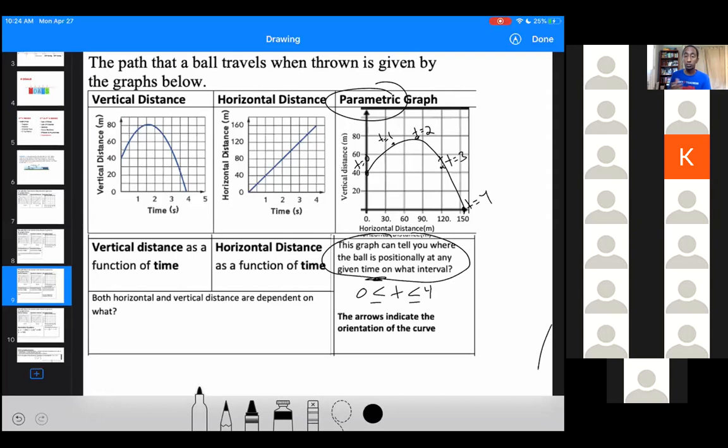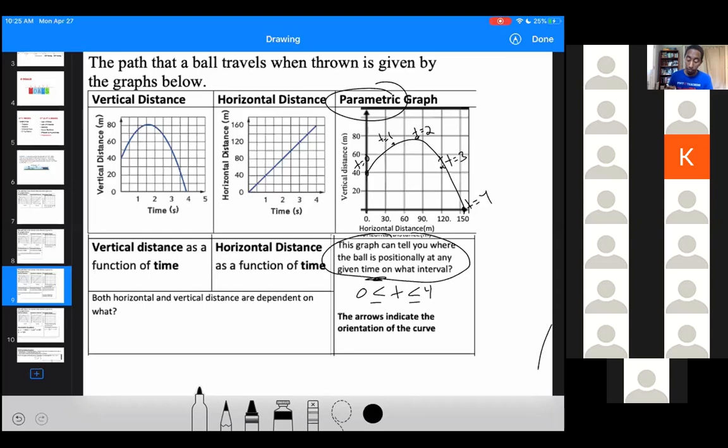That's the interval by which you're looking at where the ball is at the time from 0 to 4. So from 0 seconds to 4 seconds, this parametric graph is showing you what is the vertical and horizontal distance in the position of the ball, okay?